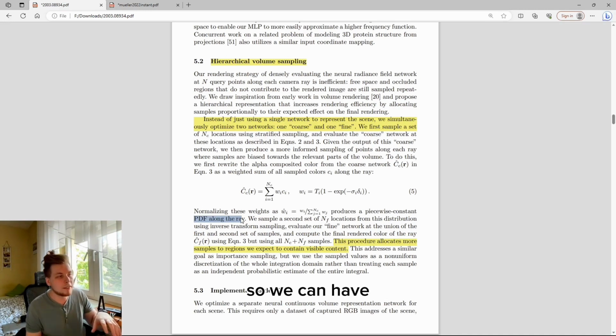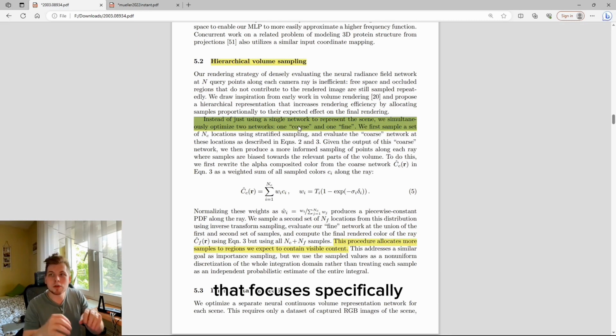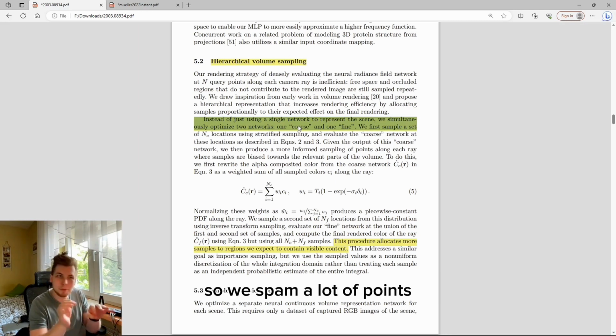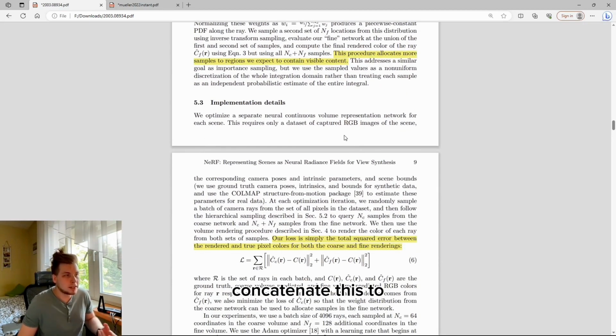high. So we can have one network that is focused on the representation, a very general representation, and then they have this second network that focuses specifically on points. Okay, these are the points of interest, so we spam a lot of points in this point of interest and we have better details. And then they basically concatenate these two representations to get the final result.